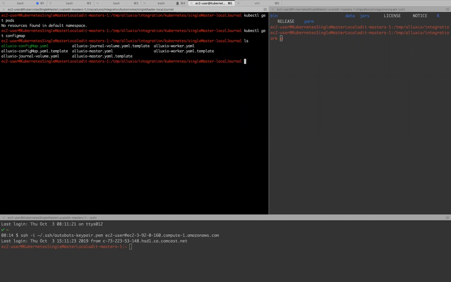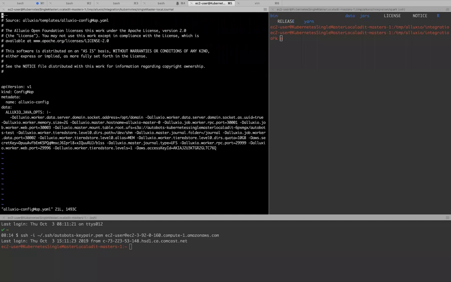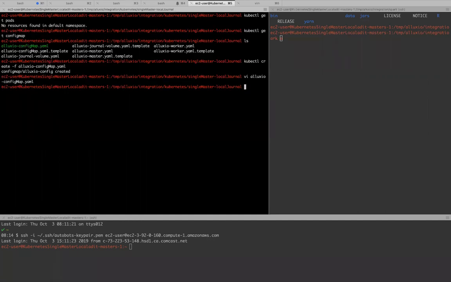The first thing that we need to do is deploy the Alluxio configuration, which is the Alluxio config map. So if you look at the config map, it's a set of configurations that we have for the Alluxio cluster. So it specifies the storage system, which is an Amazon S3 bucket, and it also specifies different parameters which are needed for Alluxio to run in Amazon EC2.